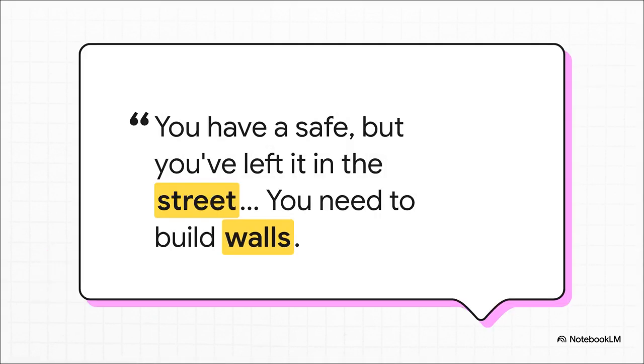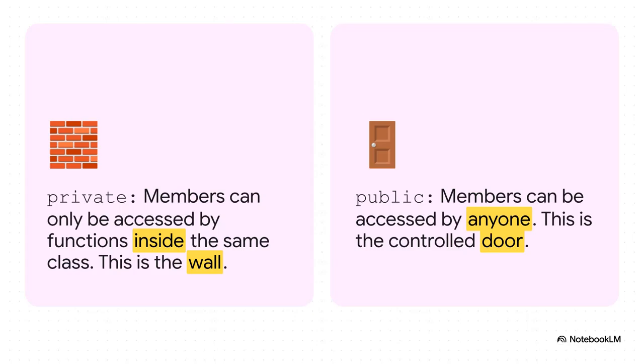There's this perfect analogy for it. Letting other parts of your code have direct access is like having a super secure safe, but you just left it unlocked, sitting out in the middle of the street. What's the first thing you need to do? You've got to build some walls around it. And in C++, these walls and doors have names. They're called access modifiers. We make our important data private, that's the wall. Only other functions inside that same class can even see it. Then we make our methods public, and that becomes our secure, controlled door to the outside world.